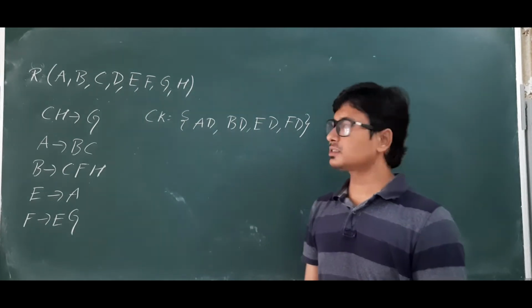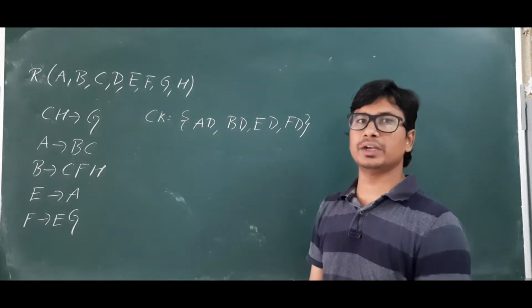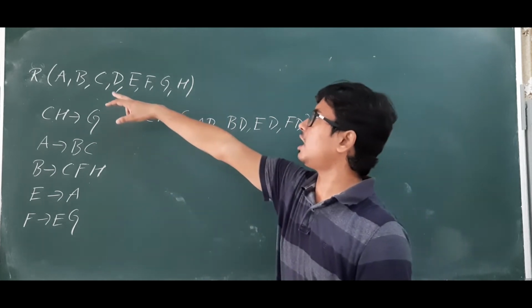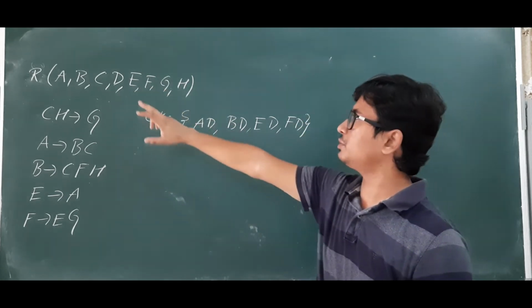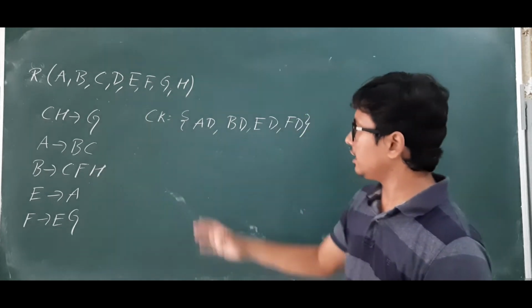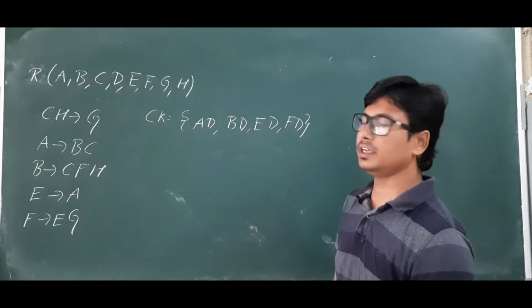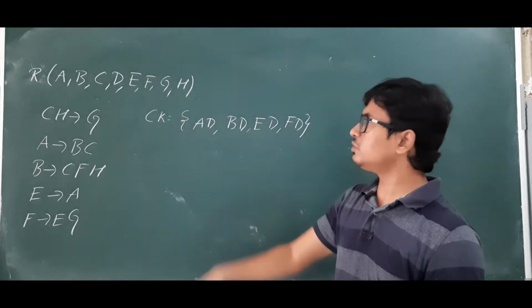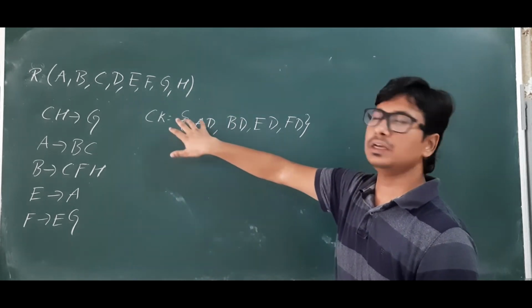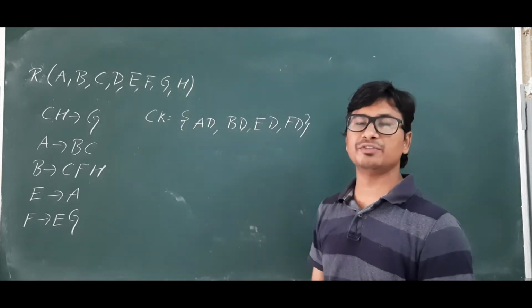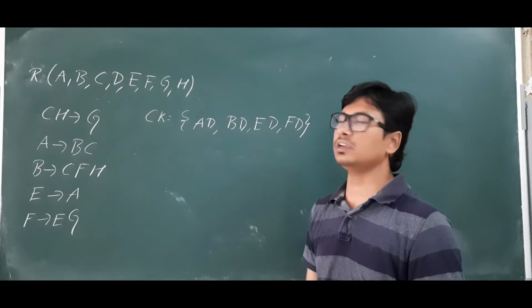Good morning students. In this video we will discuss one example for second normal form. They have given a relation R which consists of 8 attributes A to H, and they have given a set of FDs, and even they have given the candidate key, and they are asking whether it is in 2NF or not. Sometimes they may give the candidate key also. If they do not give the candidate key, we have to identify what the candidate key for the relation is.